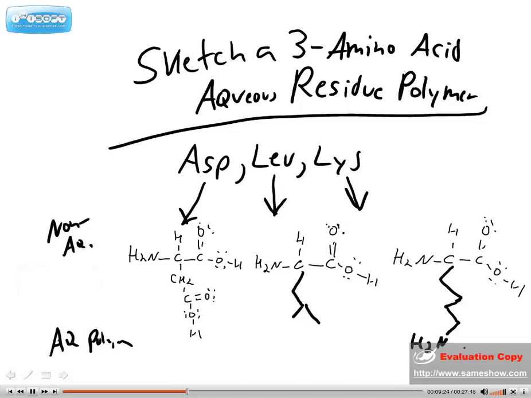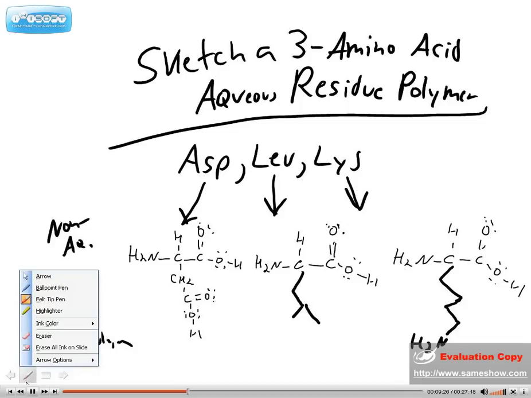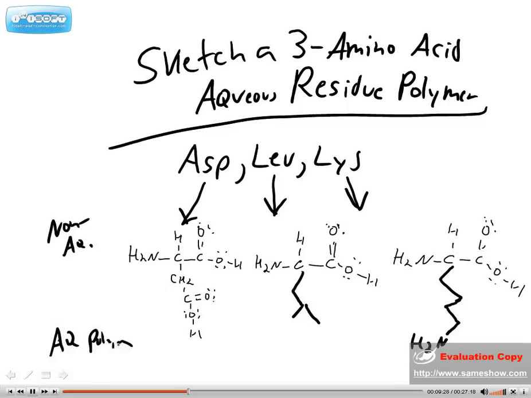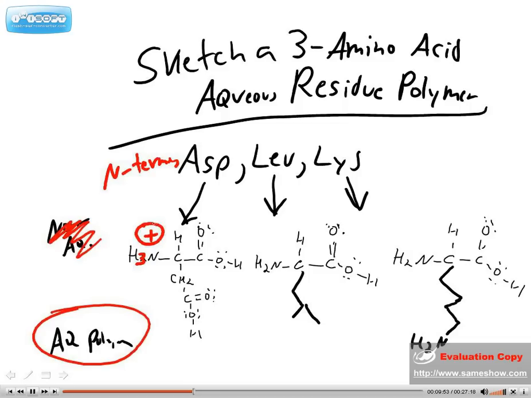Now, having memorized that, what you can then do is convert it into its aqueous polymer. The first thing we're going to go ahead and do is change our left-hand side. The left-hand side is going to be the N terminus. So this is the N terminus, and it's going to be an NH3+.